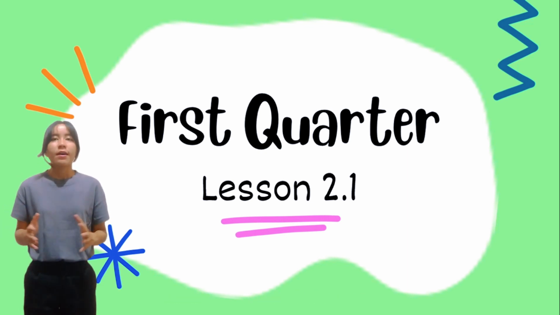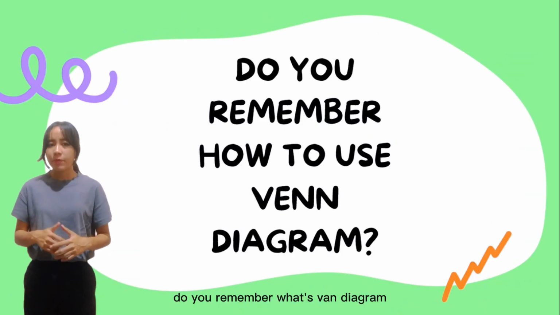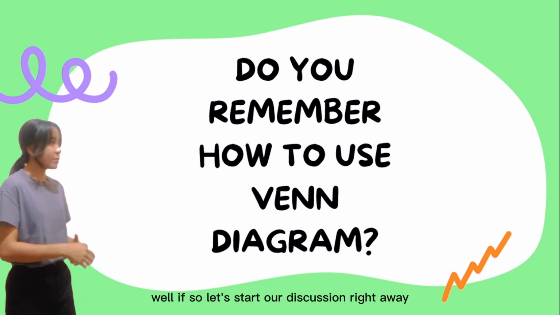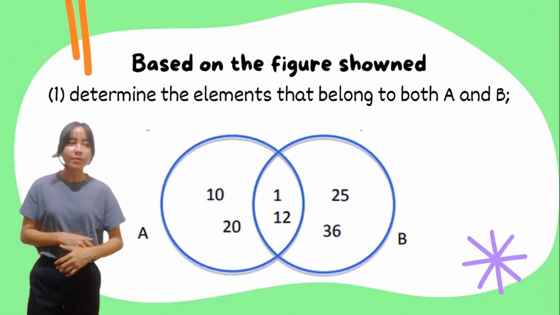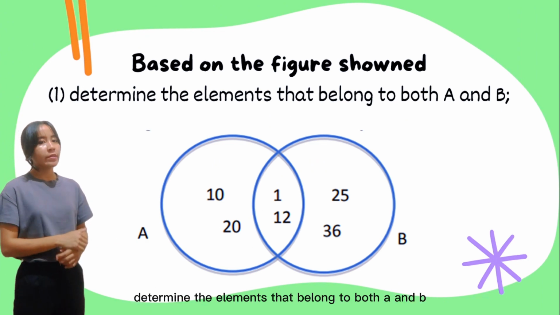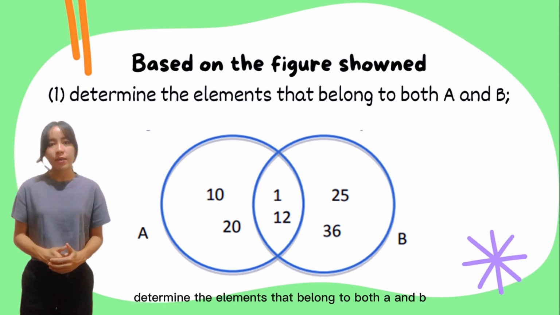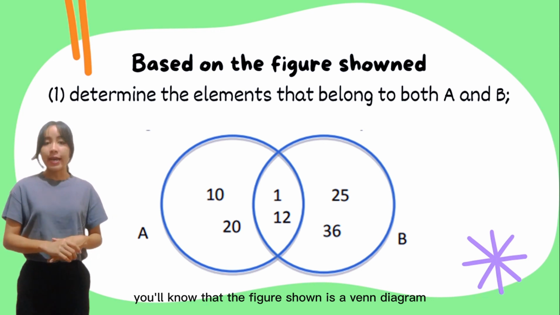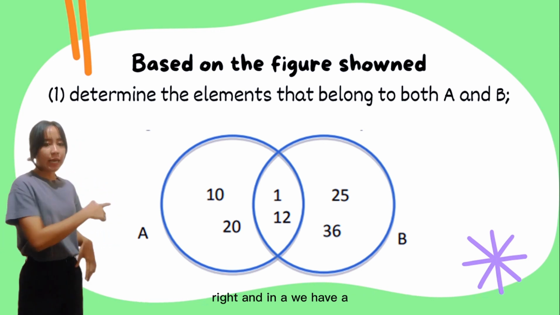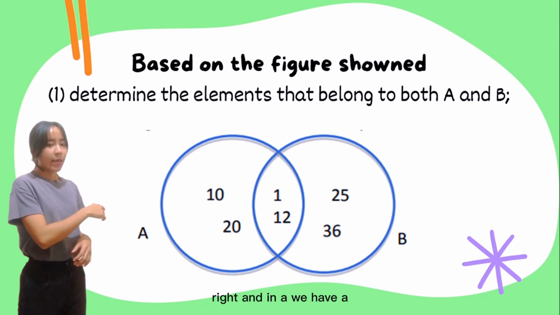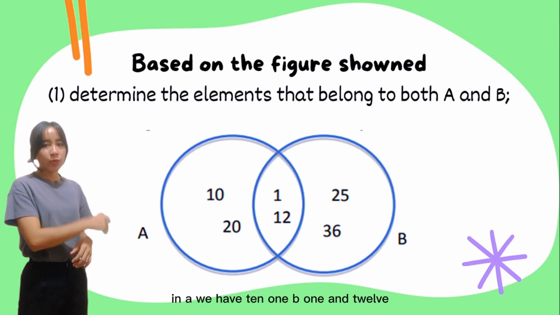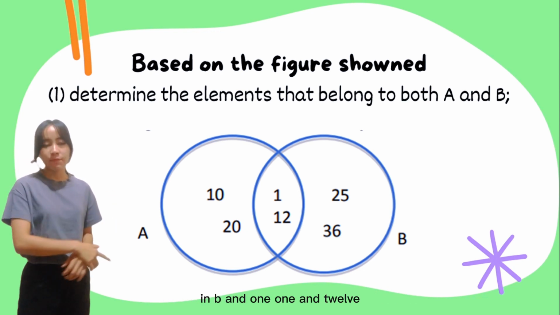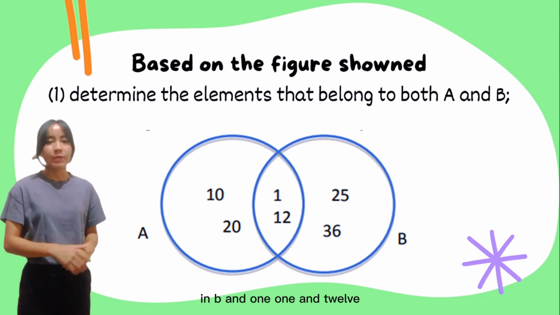So let's start. Do you remember what a Venn diagram is? If so, let's start our discussion right away. Based on the figure shown, determine the elements that belong to both A and B. You'll know that the figure shown is a Venn diagram, right? In A we have 10, 20, 1, and 12. And also in B we have 36, 25, and 1, and 12, I mean.